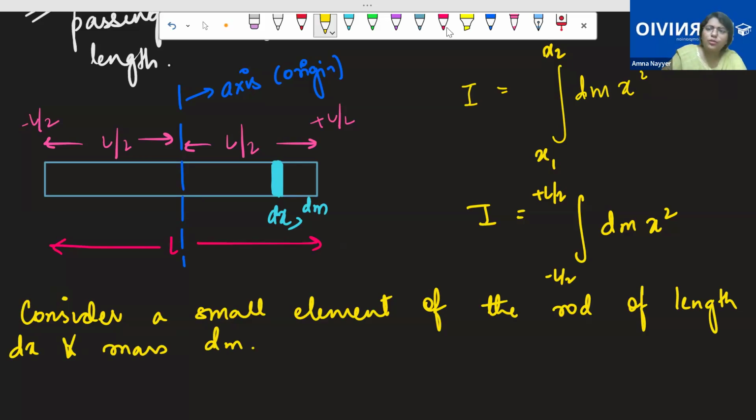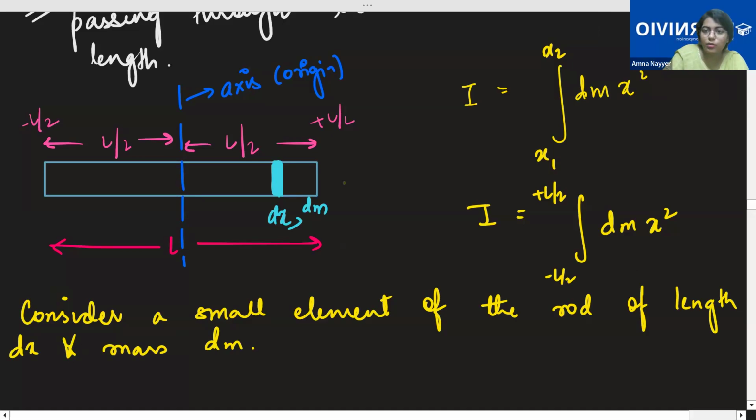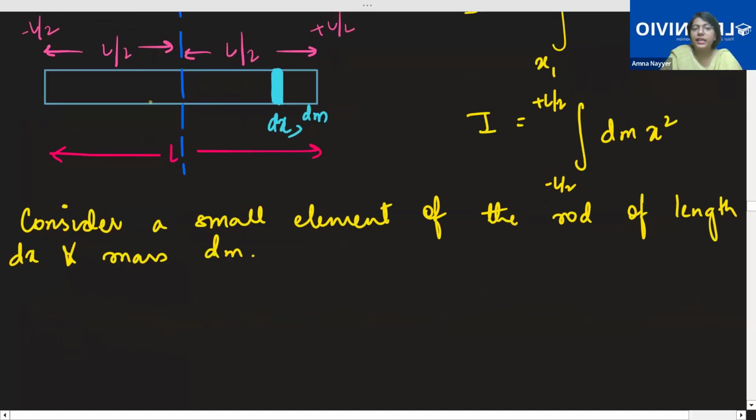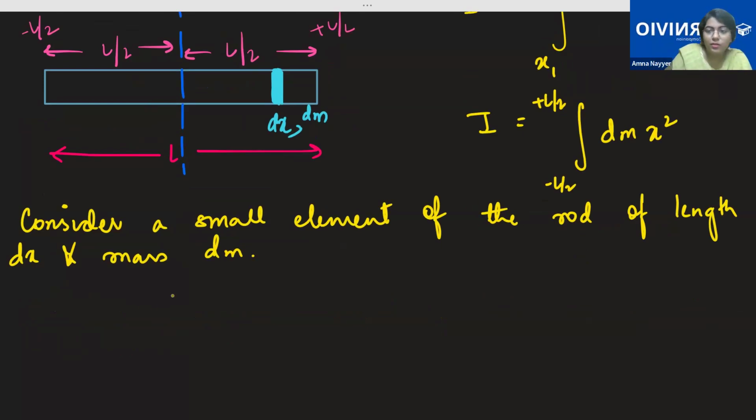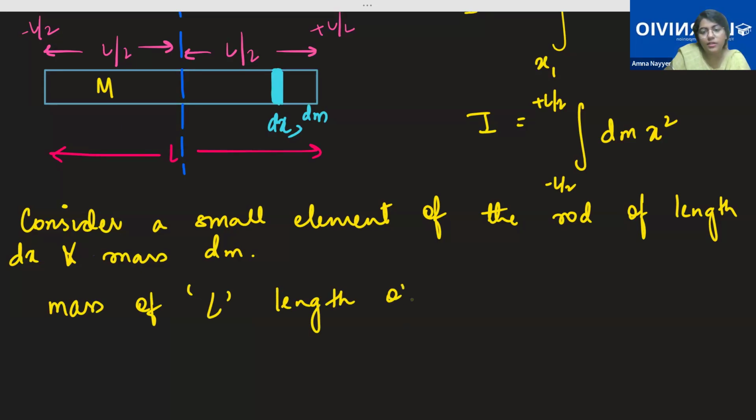In those cases you don't have to use mr square, you integrate mr square. You use the variable form. Now this will be integrated from minus L by 2 to plus L by 2. So when we use moment of inertia, we need to find out the value of dm. Like this we cannot integrate because this is length and here we have dm. Of course, mass has to be changed. Now see, the length of the rod is L, mass is M. So mass of L length of rod is equal to capital M. What is mass per unit length?